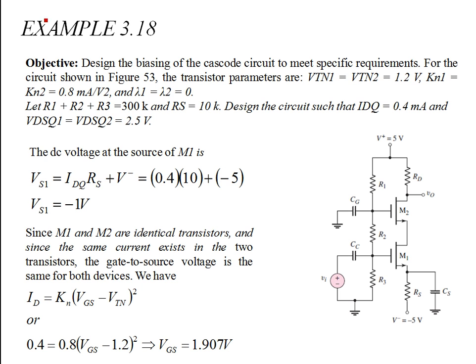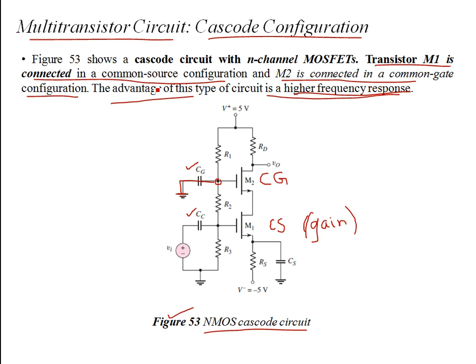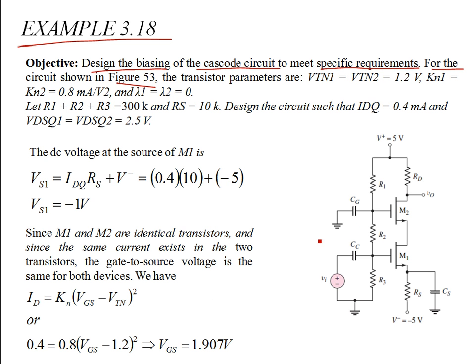For example, now let's consider this example from your text, 3.18. The objective is to design the biasing of a cascode circuit to meet certain specific requirements. So for the circuit shown in figure 53, it's the same circuit, copied over here. The transistor parameters are: the threshold voltages are identical, the conduction parameters are identical, 0.8 milliamps per volt squared. You don't need to consider the channel width modulation parameters, lambdas. So basically M1 and M2 are identical transistors, and both are NMOS devices.